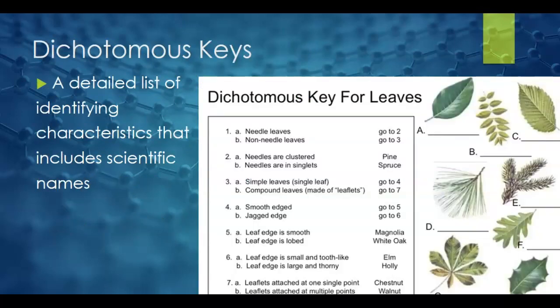Dichotomous keys. These are a detailed list of identifying characteristics that include scientific names. So you're going to have a number, and each number is going to have two choices. And you're going to look at your lovely little organism, and you're always going to start at number 1 no matter what. And you are going to read your two options, pick which of the two options applies to your organism, and then follow the directions.